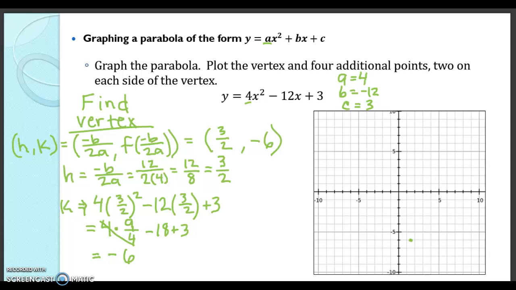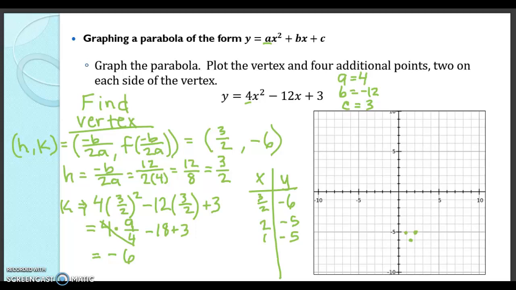To plot the 4 additional points, we'll do it the same way as we've done the others. We'll plug in x and we'll find y's. So remember when we plugged in 3/2, what did we get? We got negative 6. We'll do the same thing for the x values to the right. So we can plug in 2, that's to the right. We'll end up getting negative 5. And that's because the vertex is our axis of symmetry. So when we plug in 1, we'll also get a negative 5.